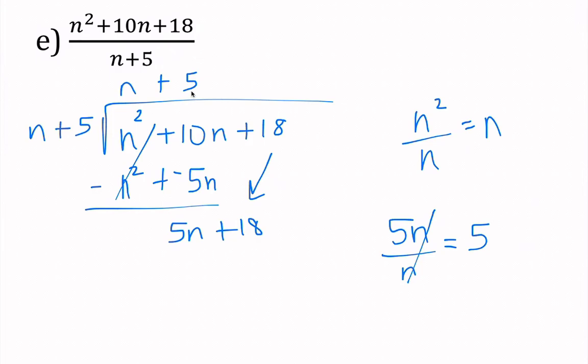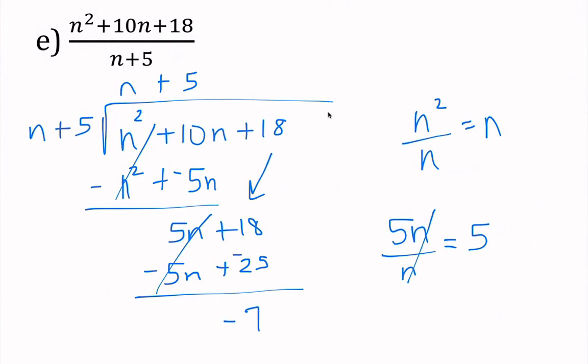And now we multiply. 5 times n is 5n. 5 times 5 is a positive 25. And on to the subtraction step. So I make my signs opposite. I'm going to give this positive 5n a negative. I'm going to give this positive 25 a negative. Positive 5n and a negative 5n cancel. 18 plus a negative 25 is going to give me a negative 7.